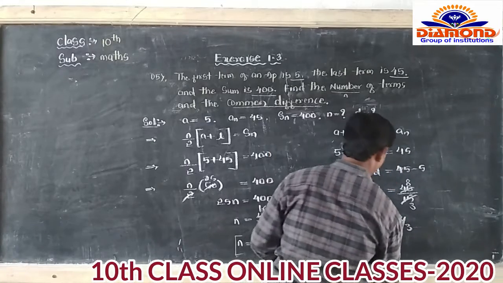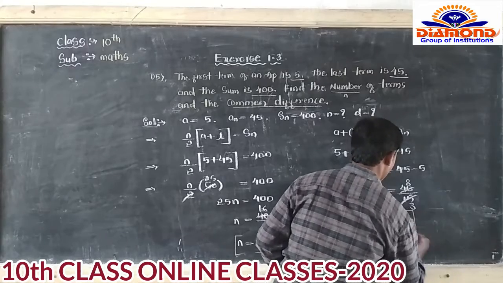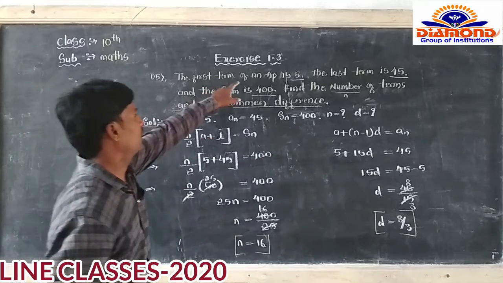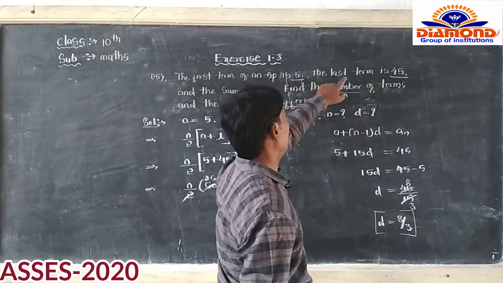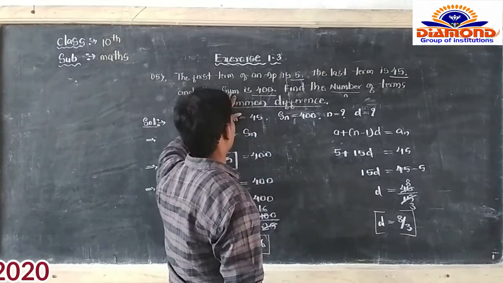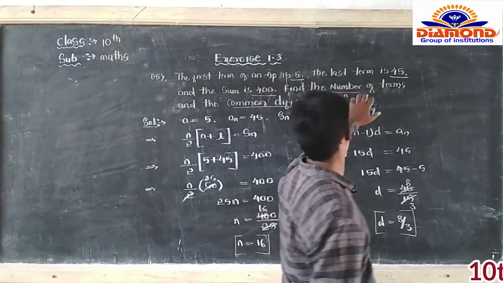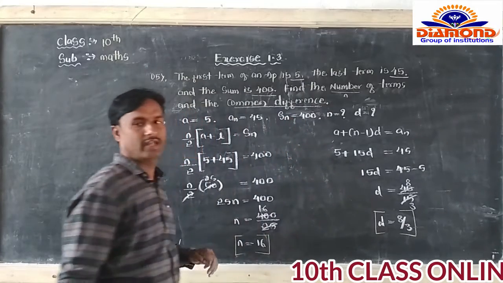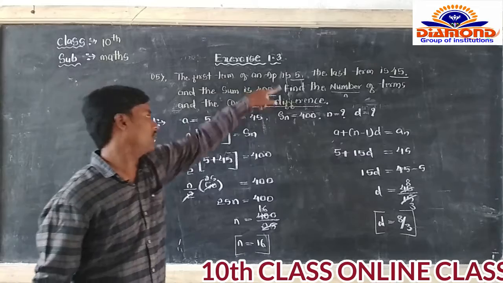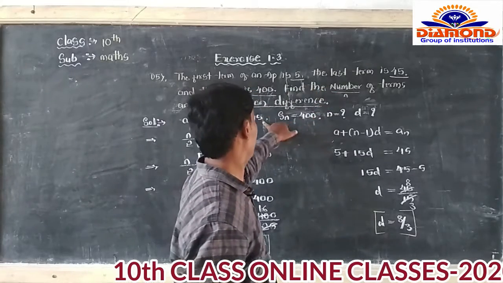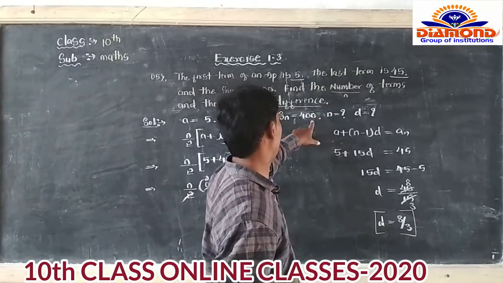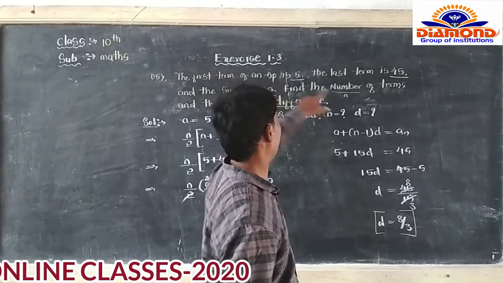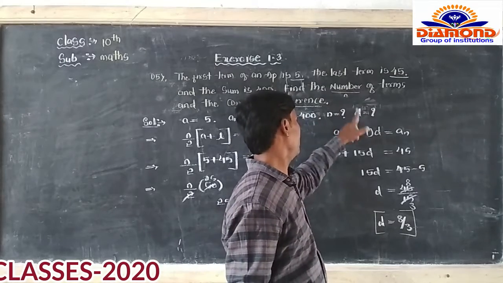I thought you understood this one. I want to explain this solution one more time, dear students. So what is the question? The first term of an AP is 5, the last term is 45, and the sum is 400. Find the number of terms and the common difference. So first you take the values. First term is 5, last term is 45, sum of the n terms is 400. We have to find n and the common difference.